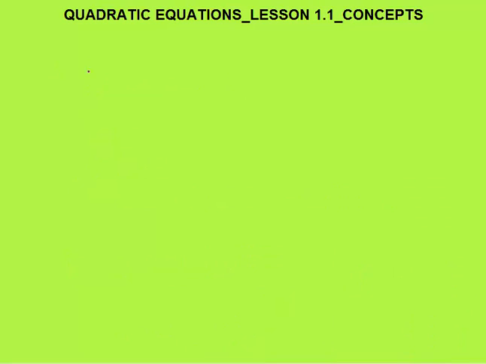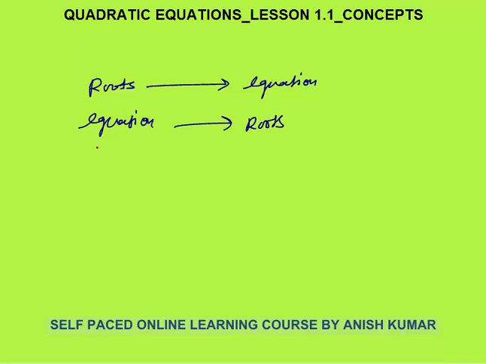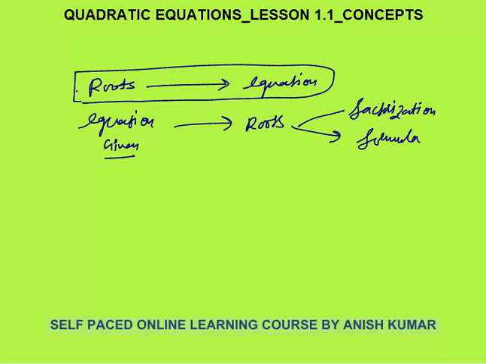Next concept is roots to equation. We know the roots, how to find the equation. We know that from equation to roots we have two methods. If the equation is given, how to find the roots, we know that by factorization, splitting the middle number, or by formula method. But this time we will discuss how to form the equation from the given roots.